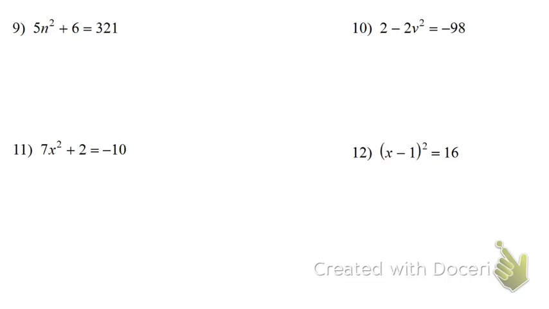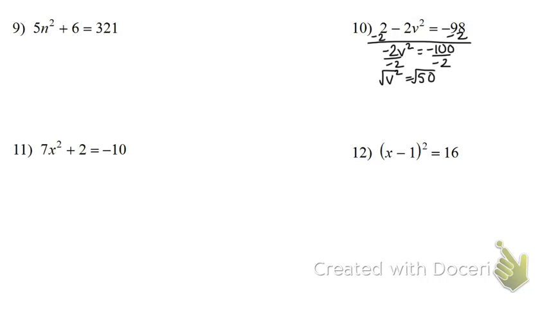The 2 out front is positive, so I'm going to subtract 2 on both sides, which gives me negative 2v squared equals negative 100. Divide by negative 2 on both sides, v squared equals 50. So it's not a negative on the right side. Therefore, this we can do. There is an answer. Keep on going.